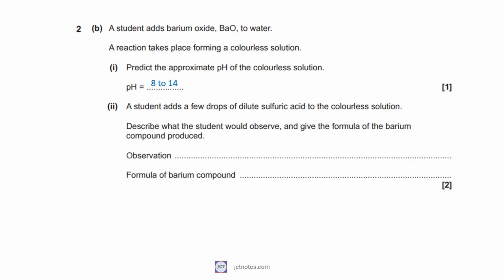Addition of sulfuric acid will produce insoluble white barium sulfate, that will precipitate, as the barium sulfate is highly insoluble. Therefore, the observation is the formation of a white precipitate, and the formula is barium sulfate.